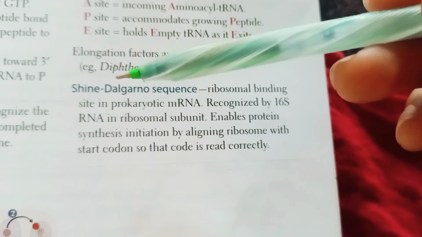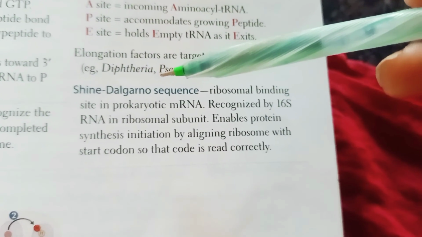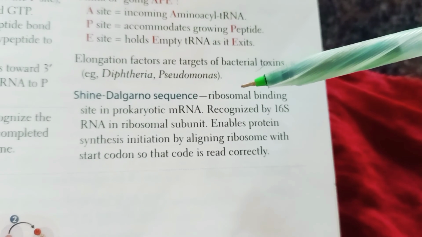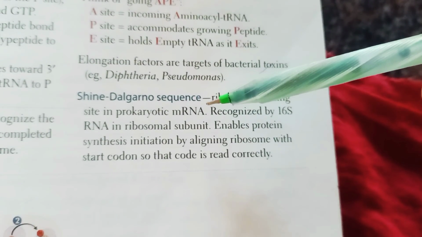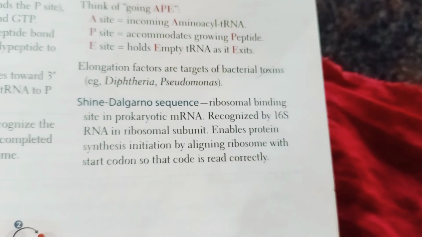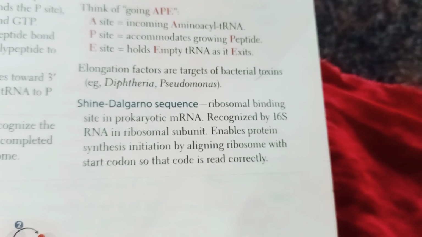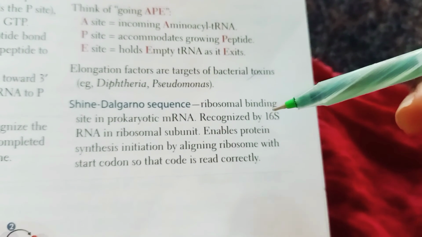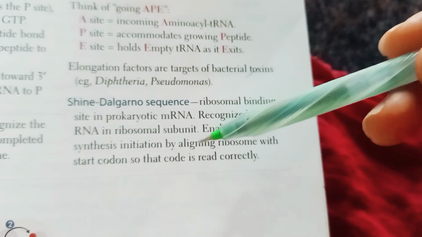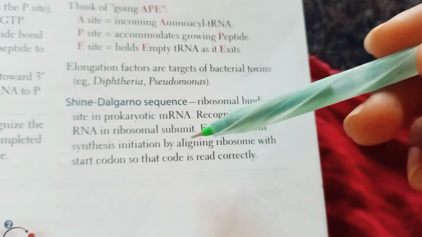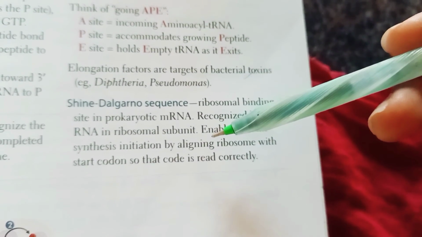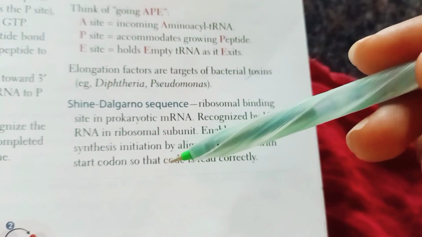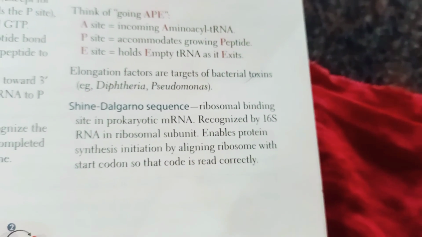There is one called the Shine-Dalgarno sequence, which is a ribosomal binding site in prokaryotic mRNA. It is recognized by the 16S RNA in the ribosomal subunit and enables protein synthesis initiation by aligning the ribosome with the start codon so that the code is read correctly.